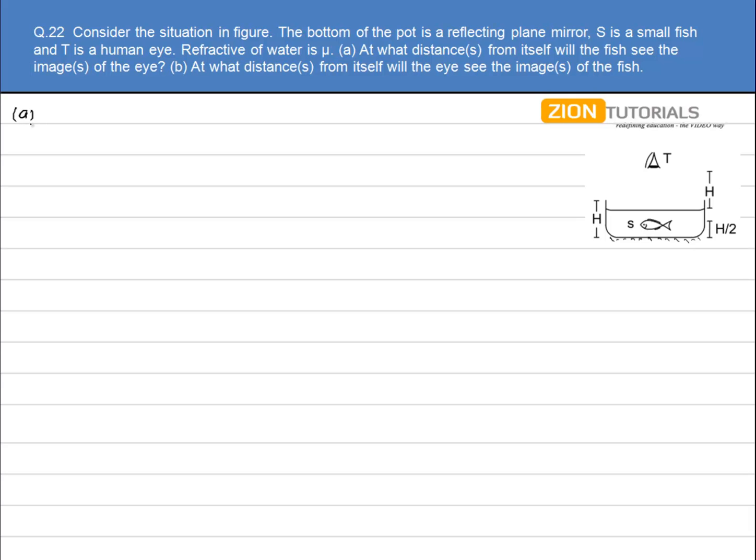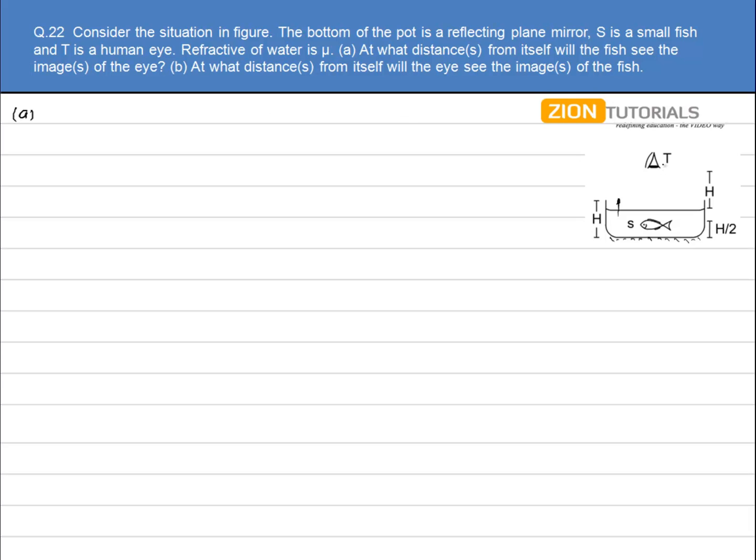Alright, the fish is seeing the image of the eye. So there are two cases. If the fish is seeing directly at the eye, from this surface, then it will see an image, obviously. Now let's say the initial distance of the eye from this surface is h, that is given to me.